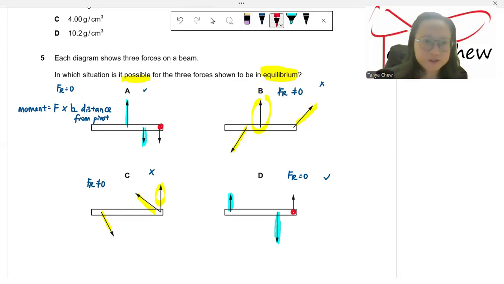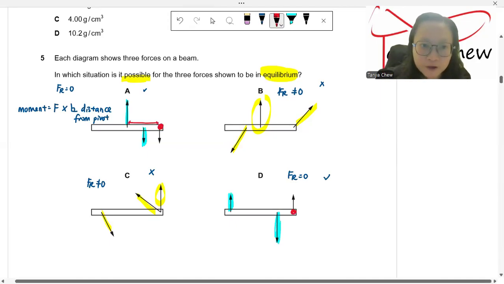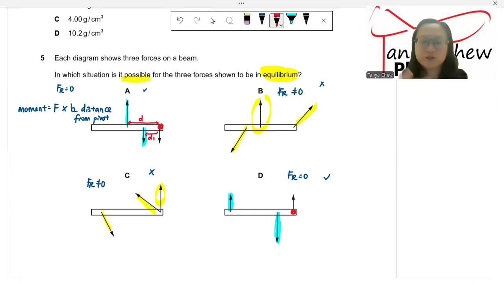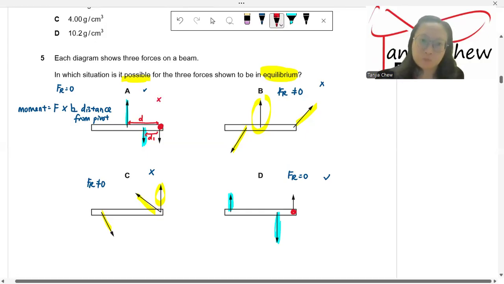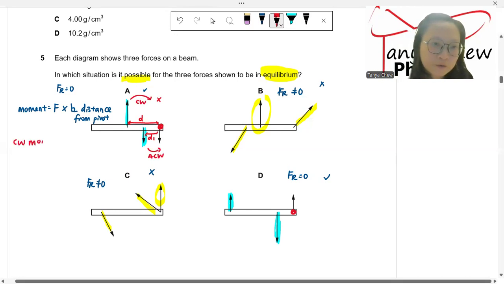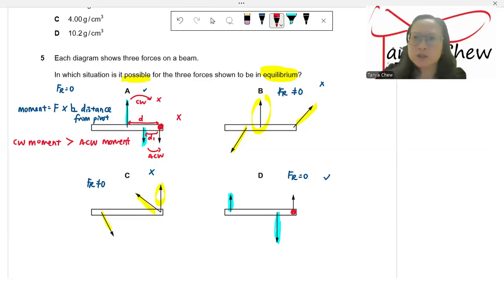Look at A. The upward force is definitely larger than the downward force because it is longer. And the perpendicular distance from the pivot is also longer as compared to the downward force here. For the downward force, the perpendicular distance seems to be smaller, and the magnitude of the force seems to be smaller as well. Therefore, the moment produced by the downward force is smaller than the moment produced by the upward force. A cannot be in equilibrium because the upward force produces a clockwise moment, and the downward force produces an anti-clockwise moment. It seems like the clockwise moment for A is larger than the anti-clockwise moment. So no, it is not possible to be in equilibrium, because for a system or an object to be in equilibrium, these two conditions must be fulfilled.